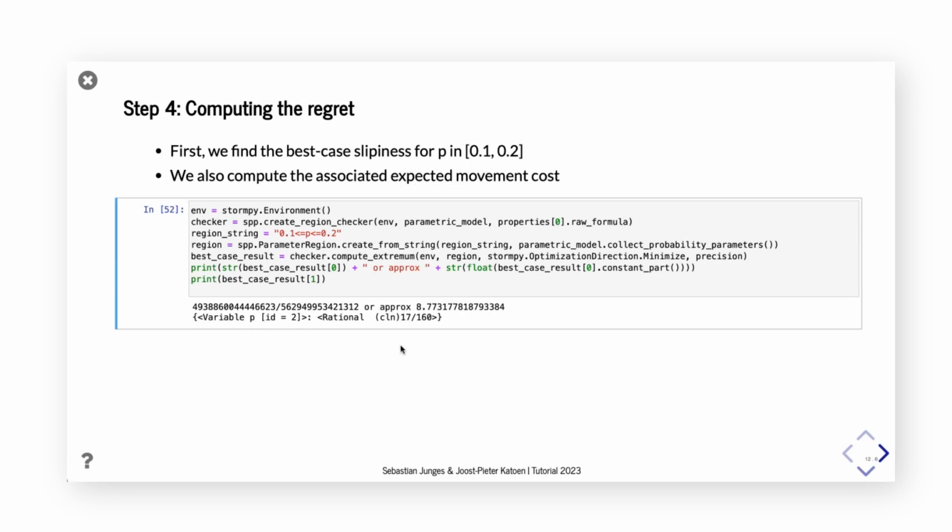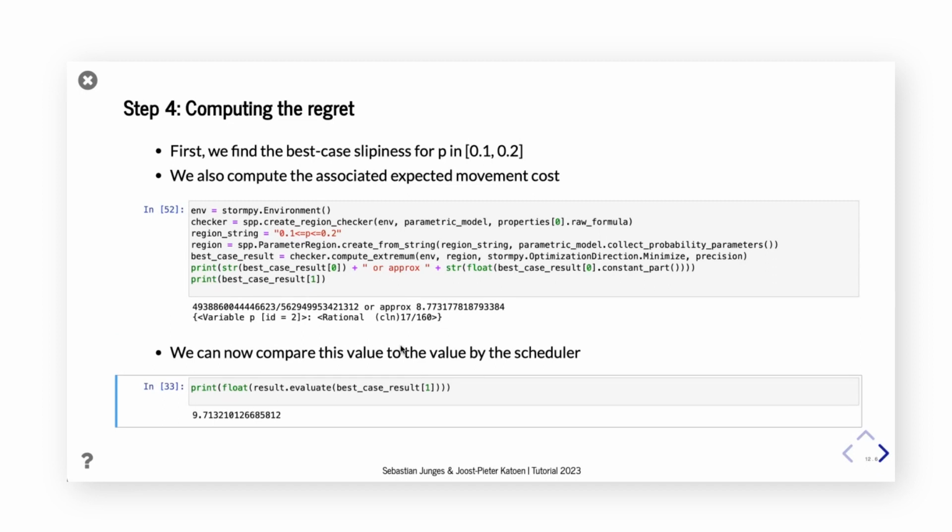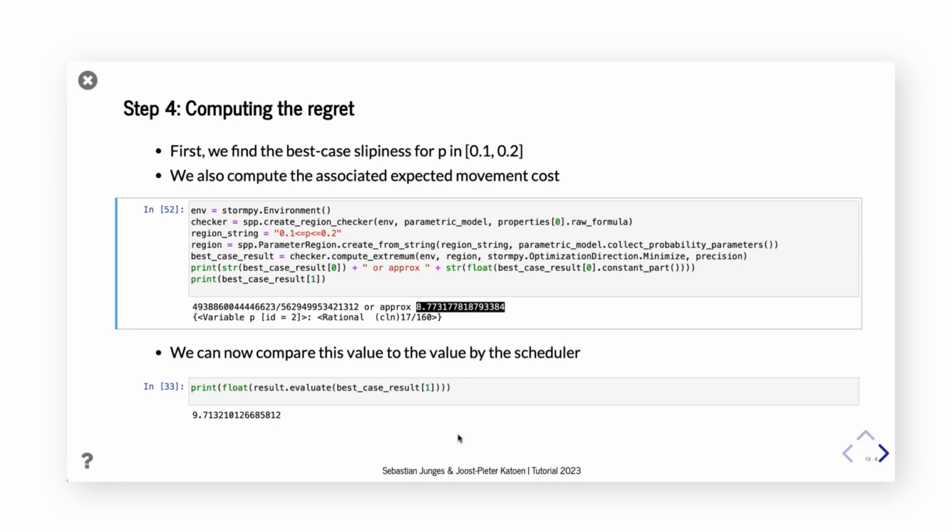The worst case is at this value for P. And now we can also compare this to what happens at this point with our previous scheduler that we had. So we know the best case scheduler here achieves this in 8.7 steps. And the scheduler that we're considering, that we analyzed earlier with model checking at a fixed value for P and Q, actually requires 9.7 steps here.